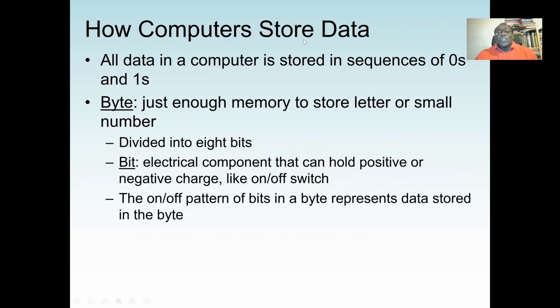So how do computers store data? Computers only understand zeros and ones, and normally we call that machine language. Machine language, or the binary numeric system, consists of only 0 and 1 digits, and we call this a bit. A bit can be something like an electrical component that can hold a positive or negative charge. When it's on, we say it's 1. When it's off, we say it's 0. This combination of zeros and ones makes it possible for the computer to understand. That's the only language the computer understands.